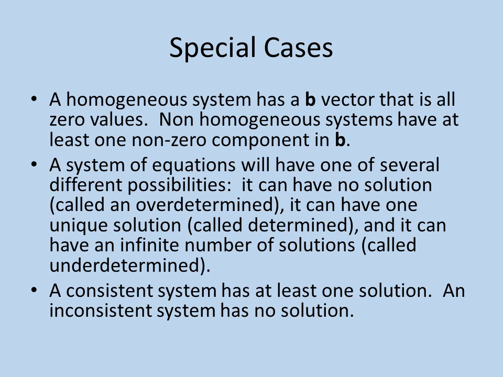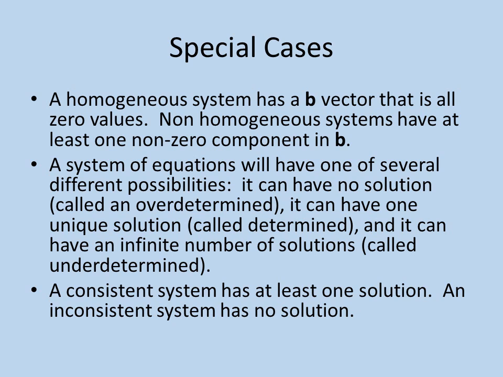When we're looking at systems of linear equations, we have a number of special cases. The first of these will be a homogeneous system. A homogeneous system has a b vector that is all zero values. A non-homogeneous system will have at least one non-zero component in the vector b.